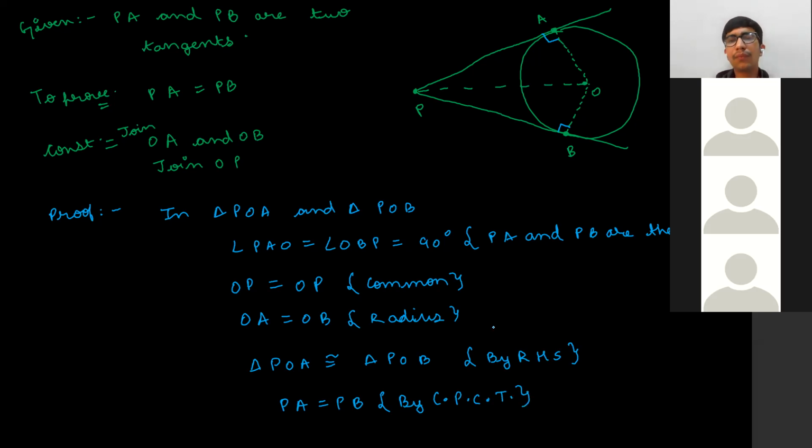Okay, a very simple proof. You just have to remember that the radius is always perpendicular to the tangent. After that, we proved these two triangles congruent, and by CPCT you can say PA is equal to PB. Okay, any doubts till this point? No, sir. All clear?